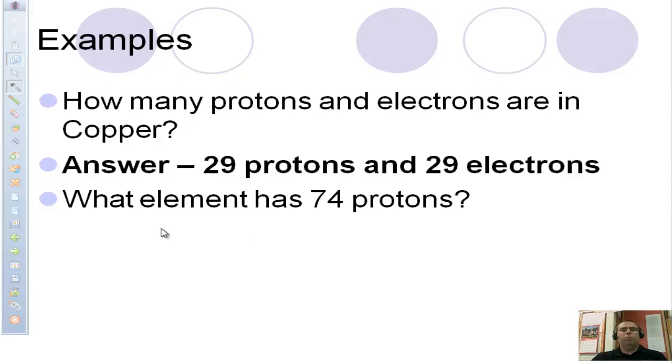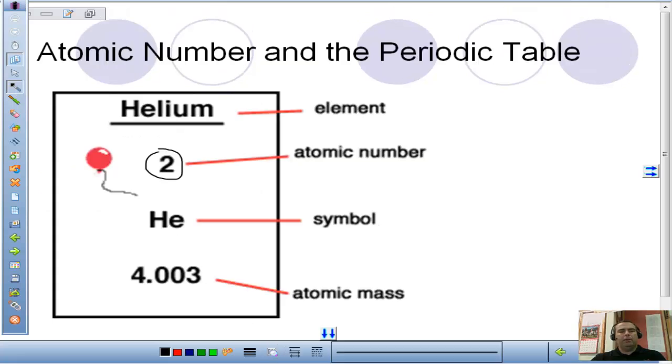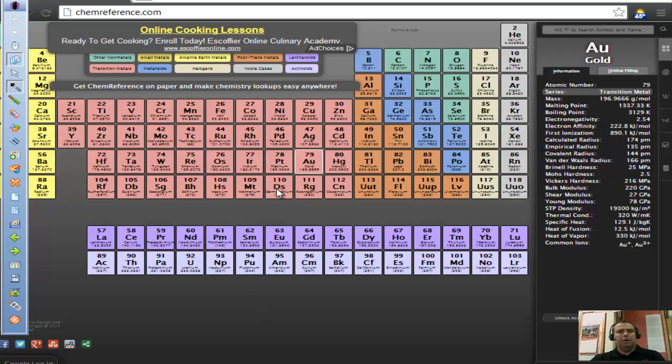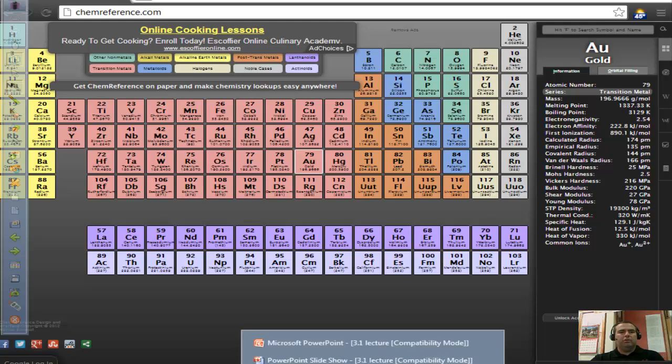Now, the second one says, what element has 74 protons? So again, going to the periodic table, we're going to find the atomic number, and we're going to find number 74. 74 is located right there. Kind of hard to read, but it is one that you had to know for your elements quiz. W is going to be tungsten. So tungsten is going to have 74 protons.